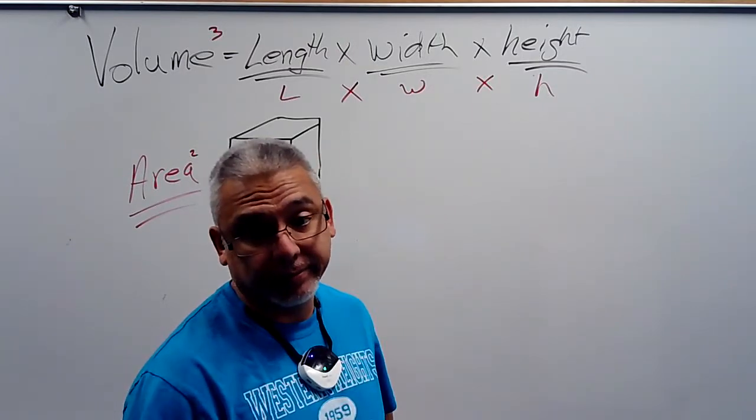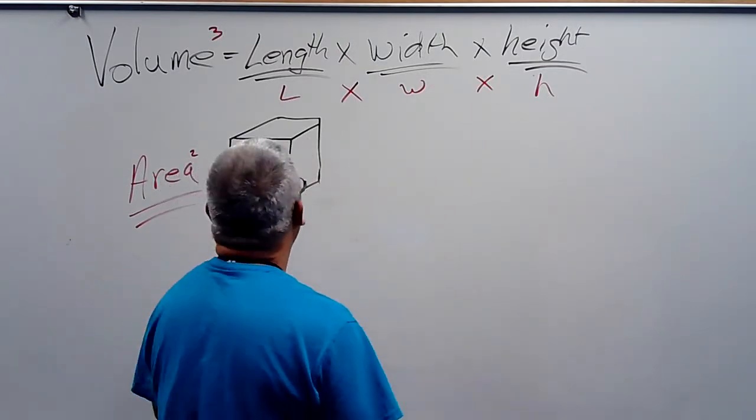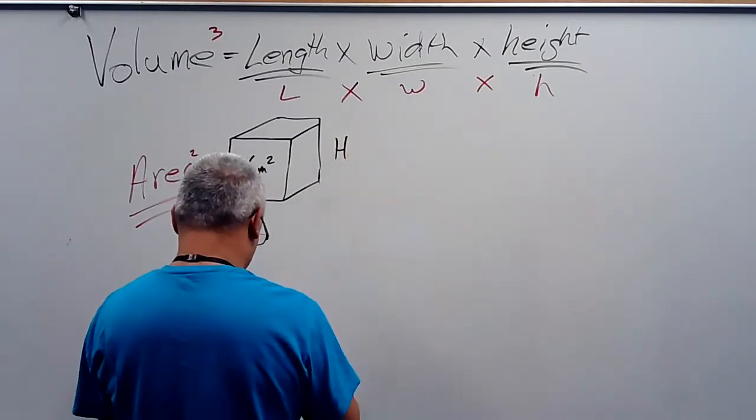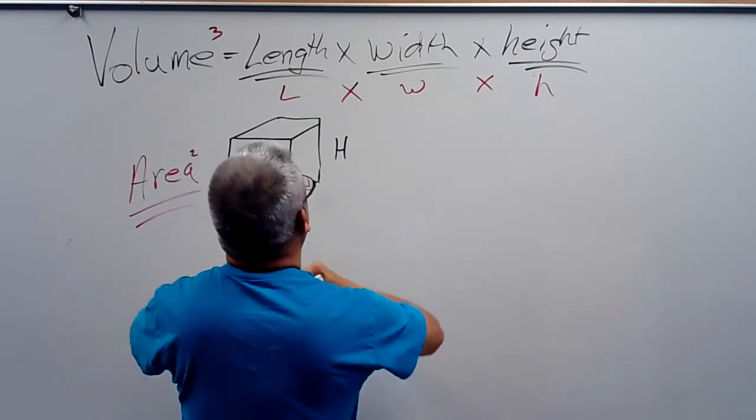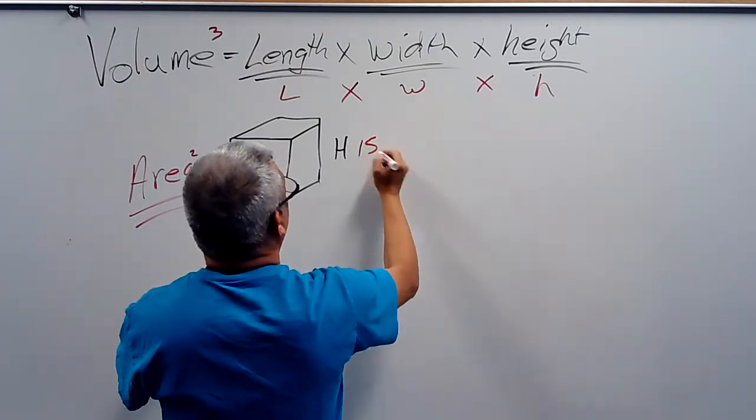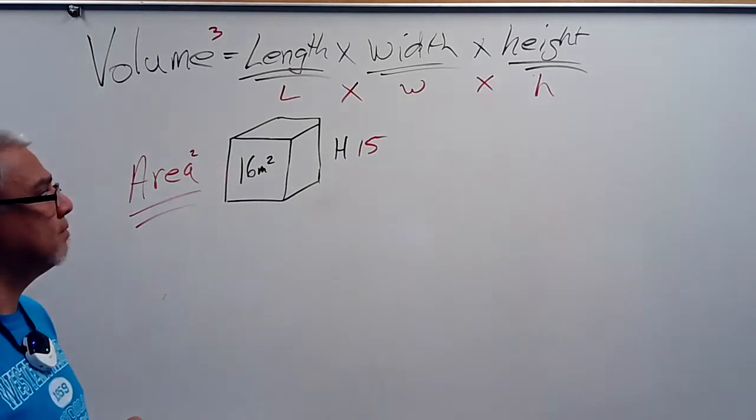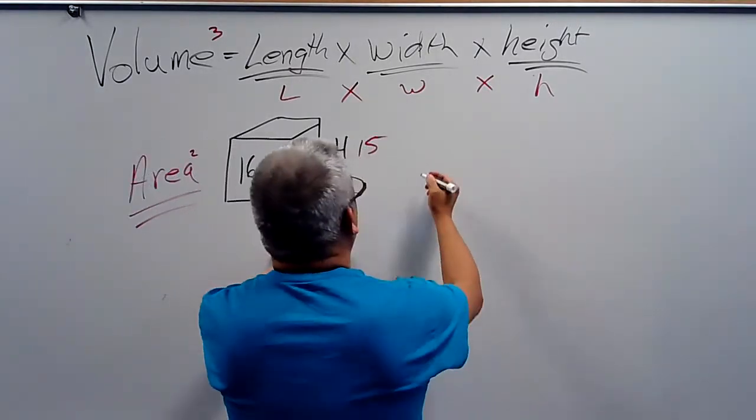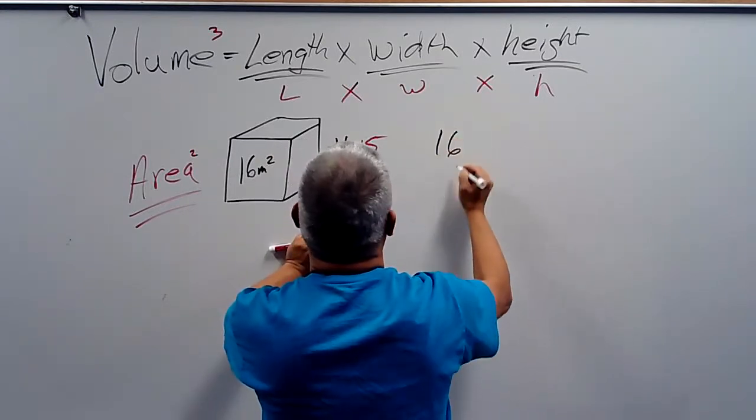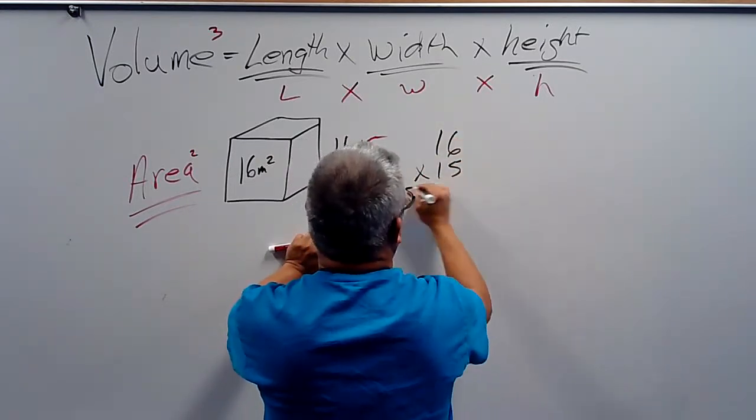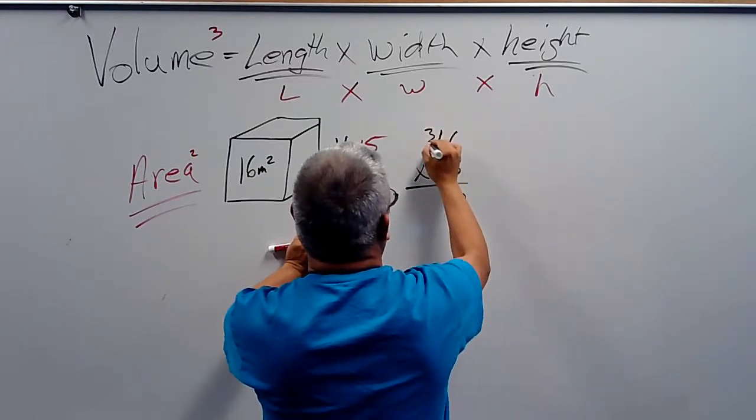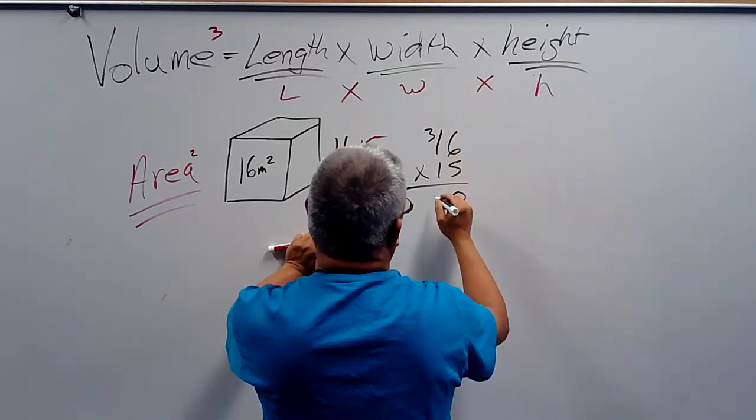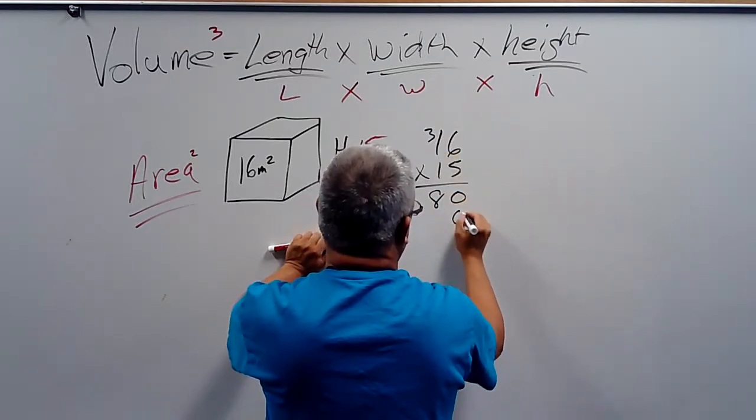It's 15. All right, so I will put my h 15 over here. So what do I need to do? I have to multiply these numbers together. So if I go mom and dad's old way, here we go, 16 times 15, 6 times 5 is 30, carry my 3, and 5 times 1 plus 3 is 8, 0, dead guy.